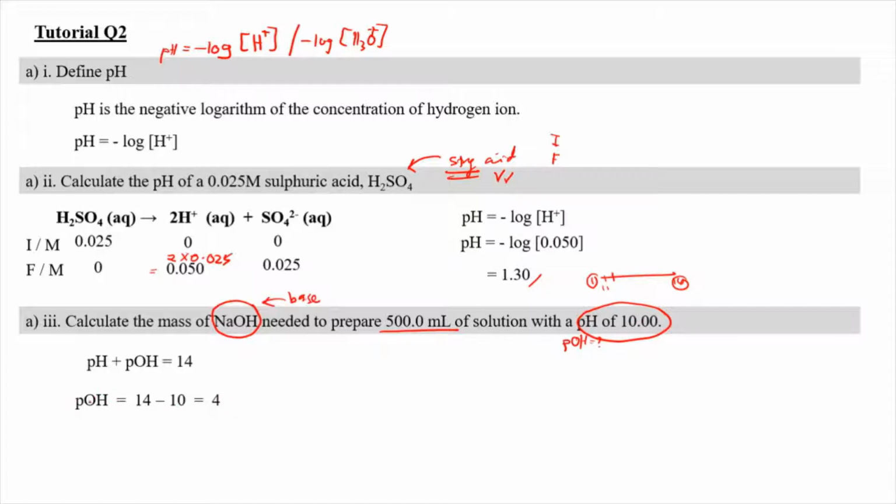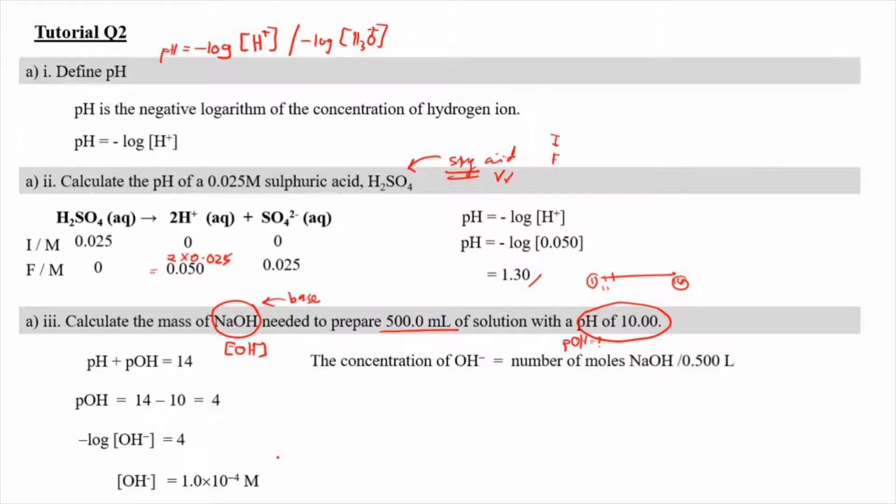So by understanding the pOH, we can find the concentration of the OH ion. So we know that our pOH is equal to the negative logarithm of OH minus is equal to 4. So once we do the maths here, we're going to get the value of the concentration of the OH minus to be 1 times 10 to the power of negative 4 molar.